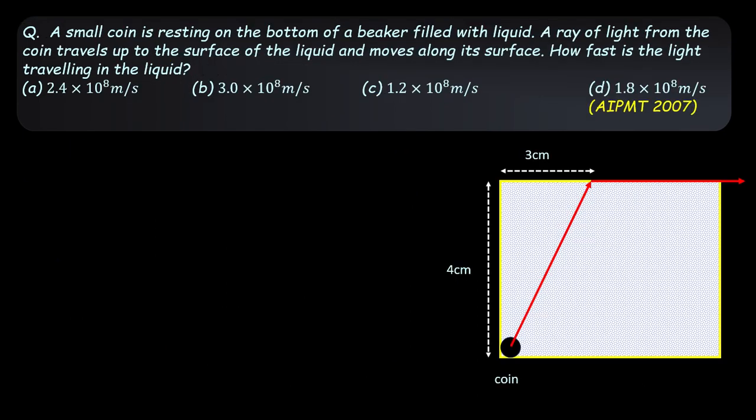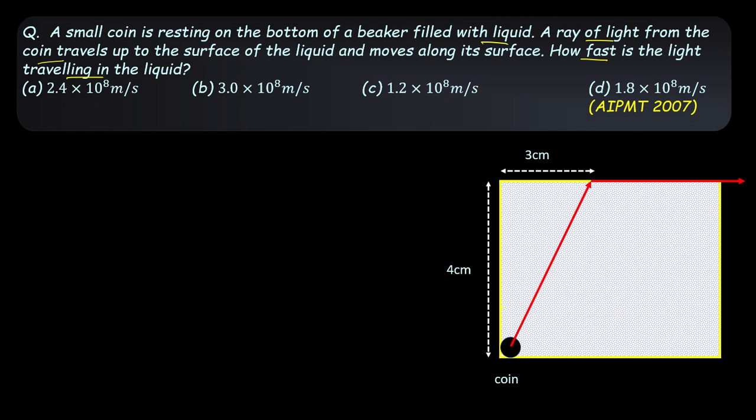Okay, let's read the question. According to this question, a small coin is resting on the bottom of a beaker filled with a liquid. A ray of light from the coin travels up to the surface of the liquid and moves along the surface. How fast is the light traveling in the liquid? So basically we have to find the speed.